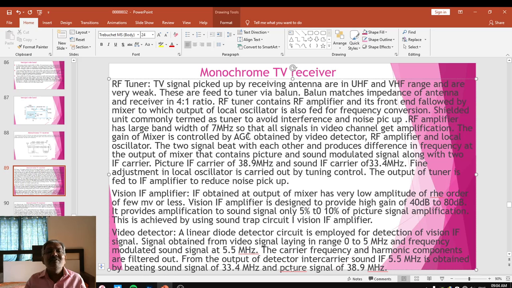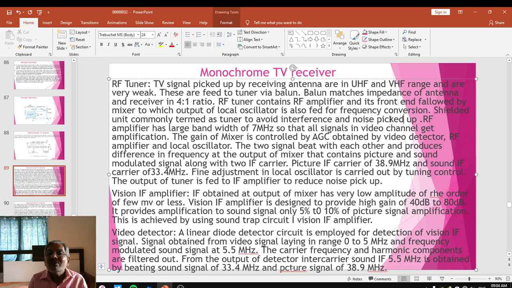The shielded unit, commonly termed an RF tuner, is used to avoid the interference and noise picked up, which means the tuner avoids interference between noise and picture.